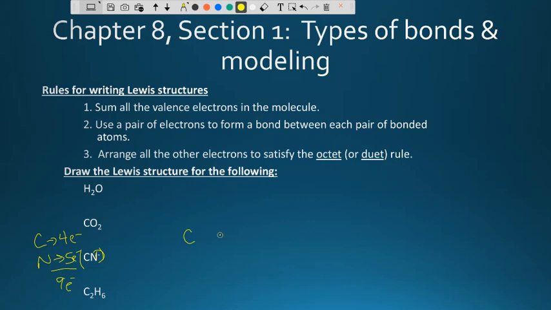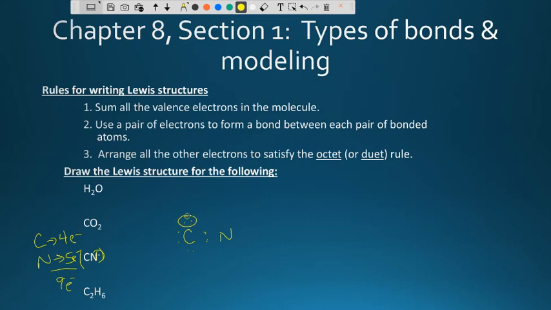So I take a look at my carbon, I take a look at my nitrogen. Let's do a shared pair in between. Okay, so that's 1 and 2. Now I have a total of 10 electrons to account for. Okay, so carbon, we have 2, 4, 6, 8, and 10. Uh-oh, we've got an issue, don't we? We see that carbon is completely full, but nothing on the nitrogen side.